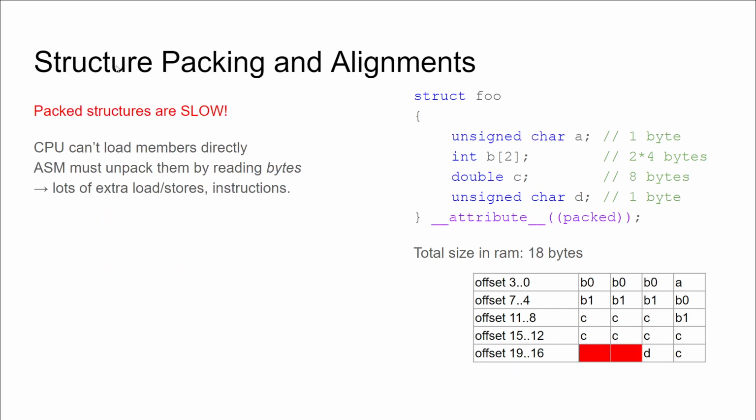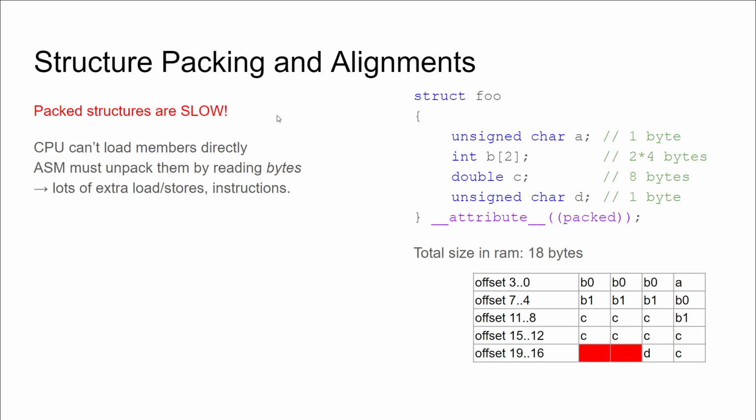Now, we still waste 2 bytes this way, and it's actually possible to make this even smaller. We can make it 18 bytes instead of the 20 it was in the previous slide. The way to do that is to declare this data structure as packed. What that means is that your compiler will assume that all of these data types are placed at unaligned addresses.